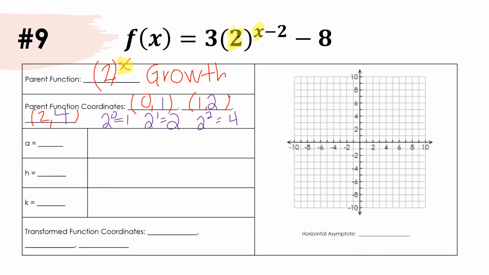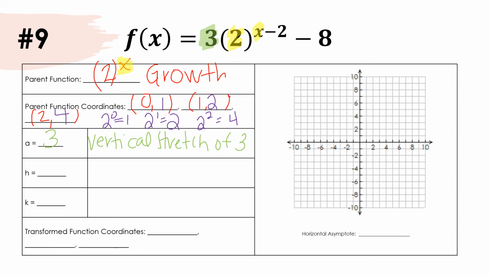What we're going to do is manipulate those points to get our transformed function coordinates. But in order to manipulate them, we need to know what A, H, and K are. So A is the number in front of the base, which is 3. And anytime your A value is larger than 1, it is a vertical stretch of that value, which in this case would be 3. When you vertically stretch something and make it taller, vertical is going to impact y. So that 3 will change the y coordinates.